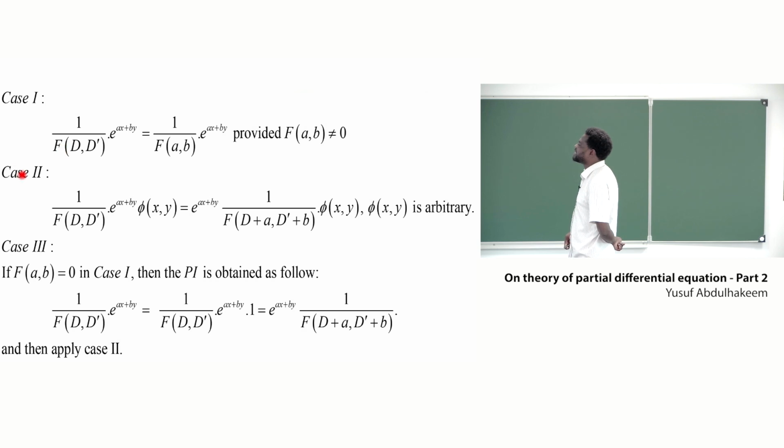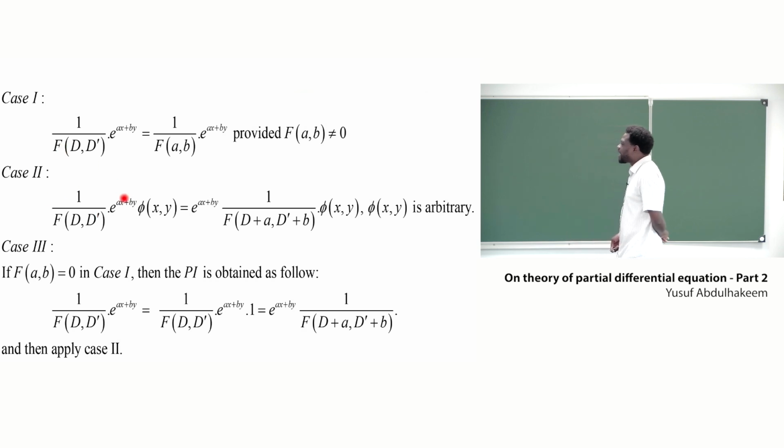That's the first case. Then the second case is where we have exponential ax plus by multiplied by another function, say phi of x comma y. If we have this kind of case, then we are going to have 1 divided by, then we now introduce this d. That means for our derivative, we add a to d, and then we add b to d prime, so that we can have what we have here. And phi of x, of course, is just an arbitrary function. It can be any function.